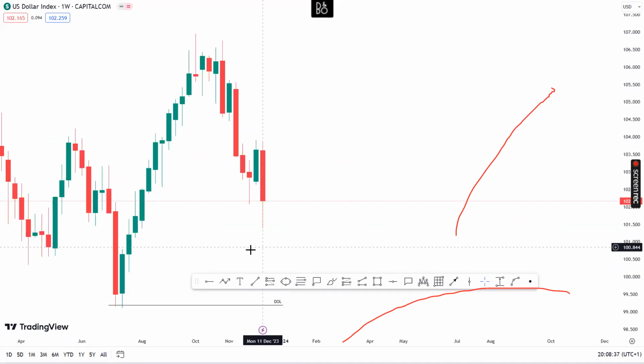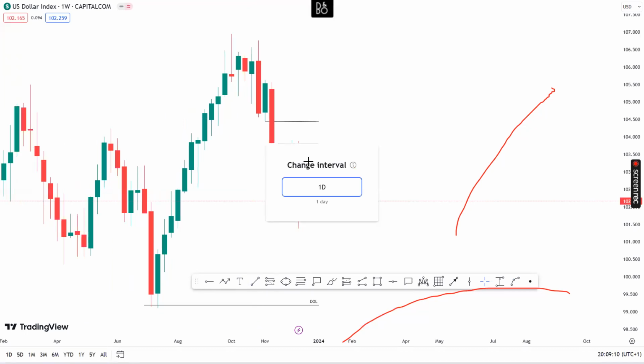Okay, so looking at the weekly now, I can see this nice weekly gap here. You see this weekly gap here and here. This price already mitigated, this price already mitigated for this down movement this past week. So let's go to the daily and see what we're going to get from the daily.